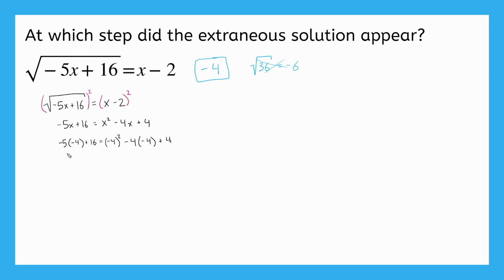We have a 20 plus 16, so that's 36, is equal to negative 4 squared, which is 16, minus 4 times negative 4, which is plus 16, and plus another 4. So here we have, again, 36. So what you'll notice is this negative 4 started working after we squared both sides.